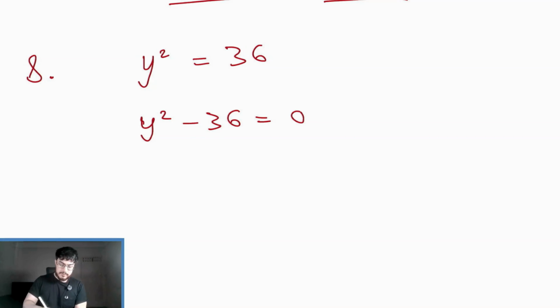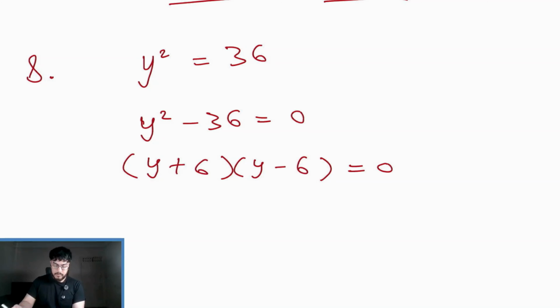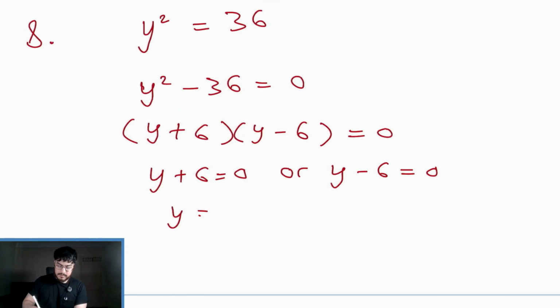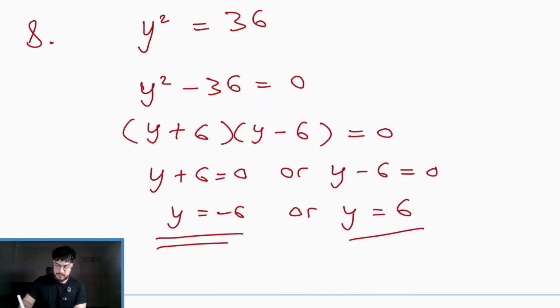Now it's the difference of two squares. It's a quadratic, nothing in front of the y squared, but it has a subtract a square number. 36 is 6 times 6. And so immediately we can do two brackets. Put y in the front, and then we can put plus 6 and minus 6 because we know that 6 times 6 is 36. Therefore, y plus 6 is equal to 0, or y minus 6 is equal to 0. Therefore, y is equal to minus 6, or y is equal to positive 6.